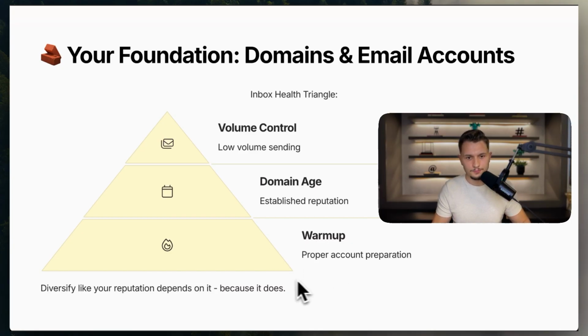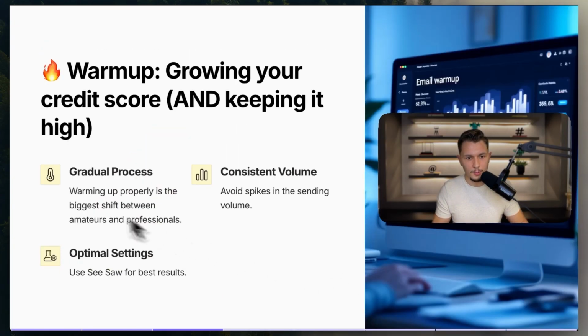Now, let's move on. We already talked about the warm-up. Again, gradual process, optimal settings. You've got to use the Seesaw method. And overall, keep the volume consistent. Never do any spikes in the sending. Don't go from sending 50 emails in the warm-up to sending 100 emails total in the account because you added 50 to the campaigns. That's extremely important. I hope you take this very seriously.